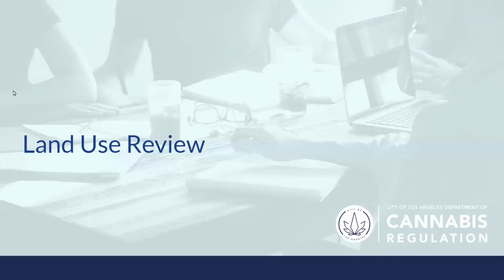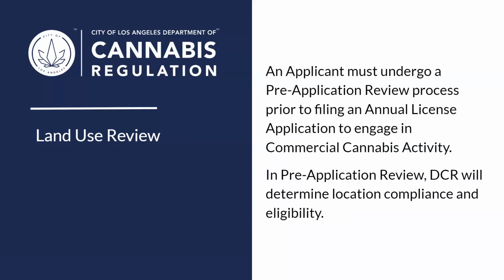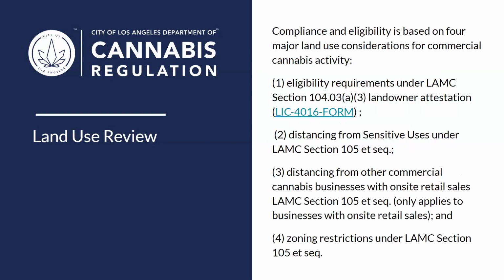So we're going to start with the Land Use Review component. Just like as part of the temporary approval process, an applicant must undergo a pre-application review prior to filing an annual license application to engage in commercial cannabis activity. As part of the pre-application review, DCR will determine location compliance and eligibility. Compliance and eligibility are based on 4 major land use considerations for that commercial cannabis activity.